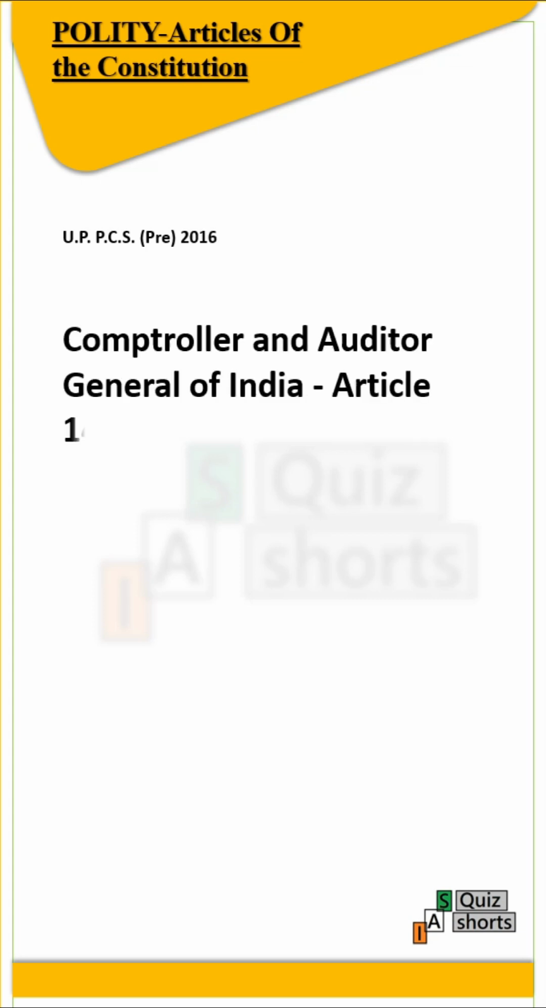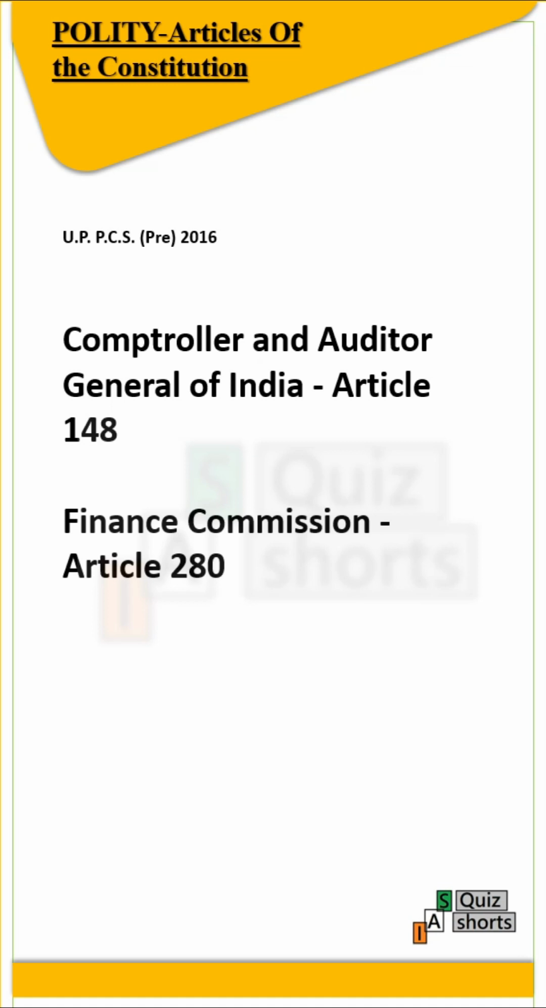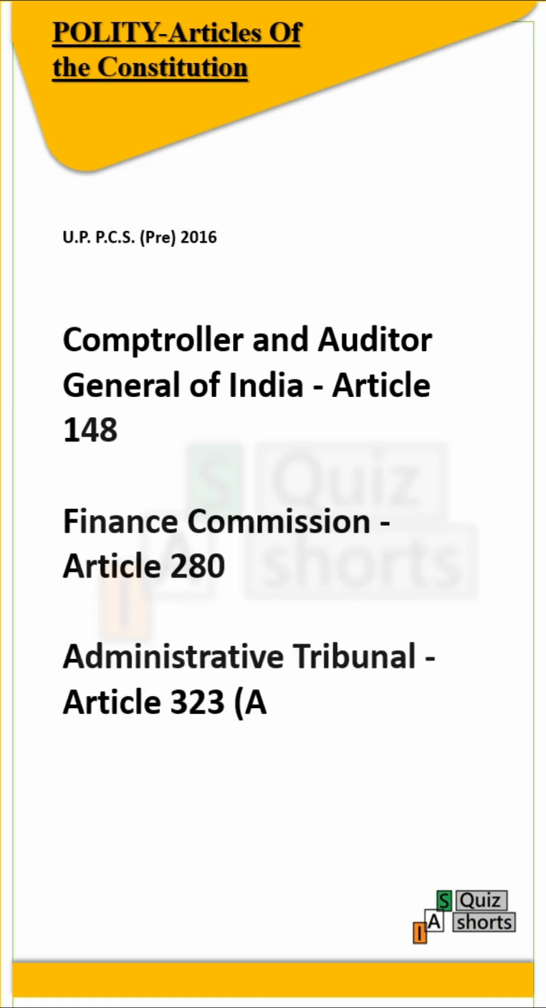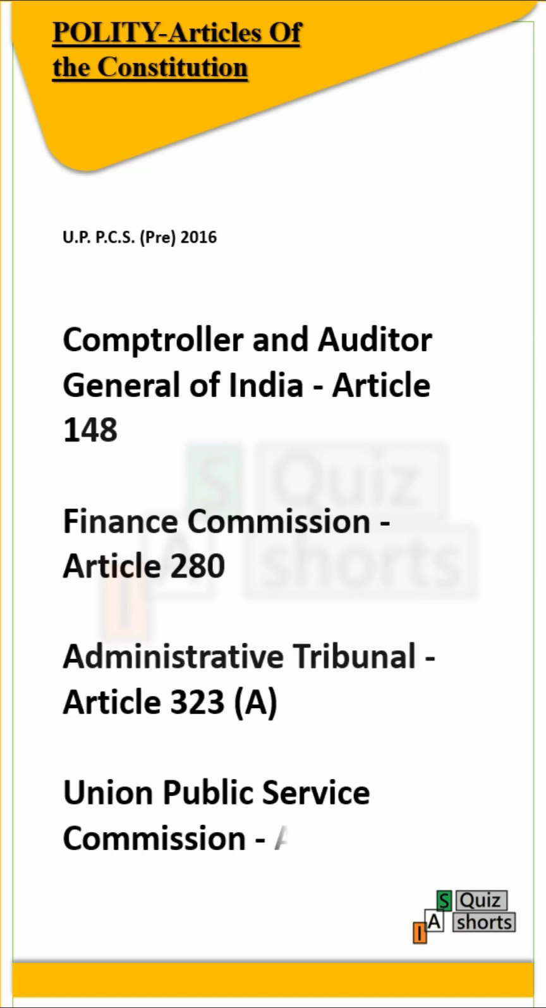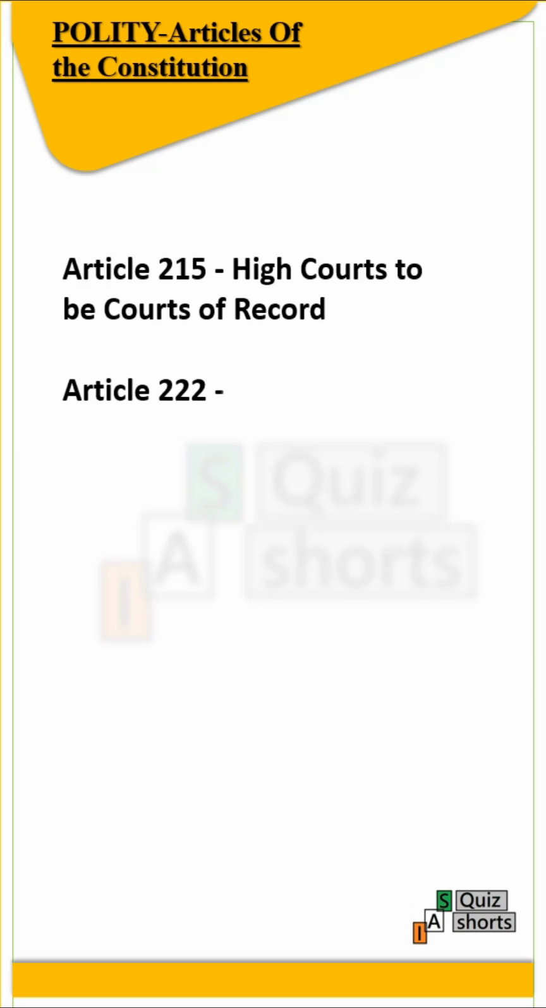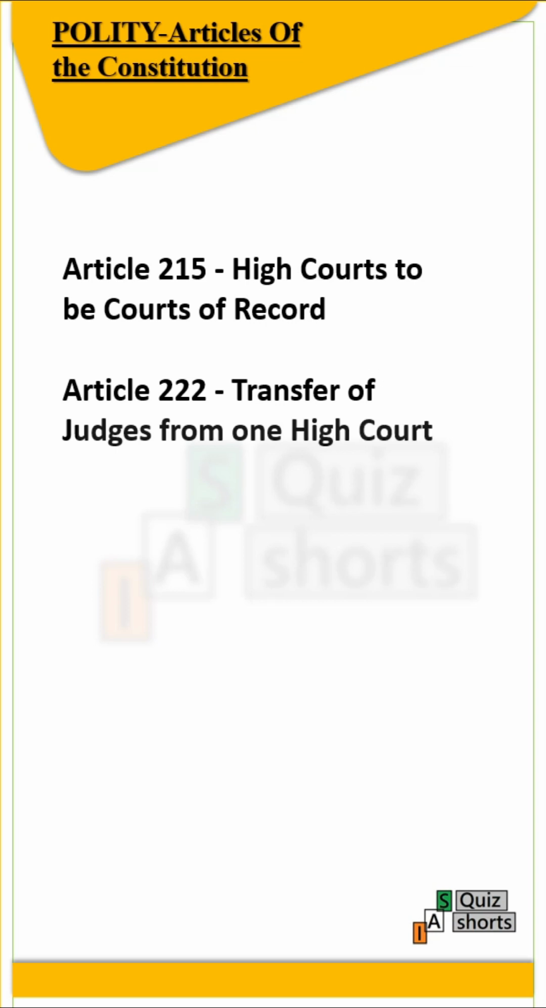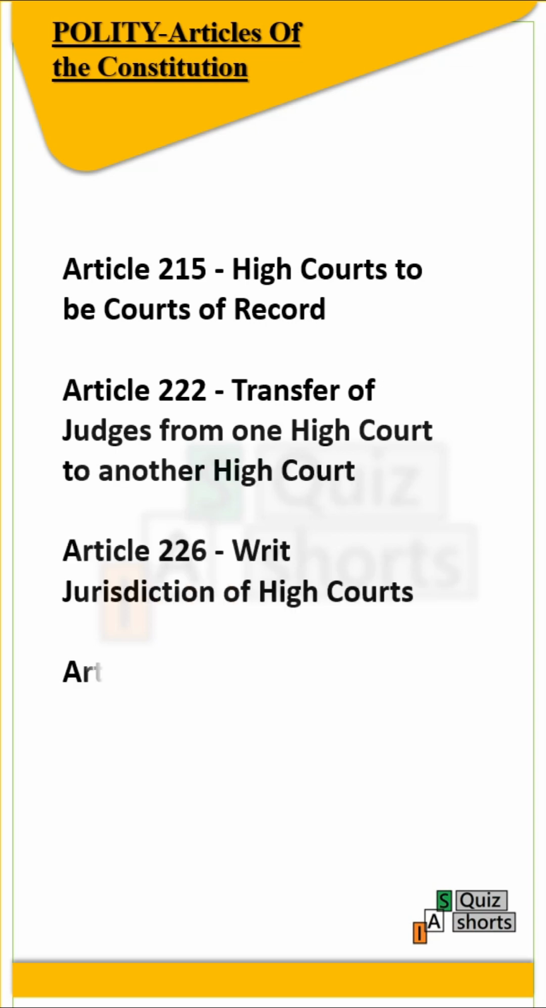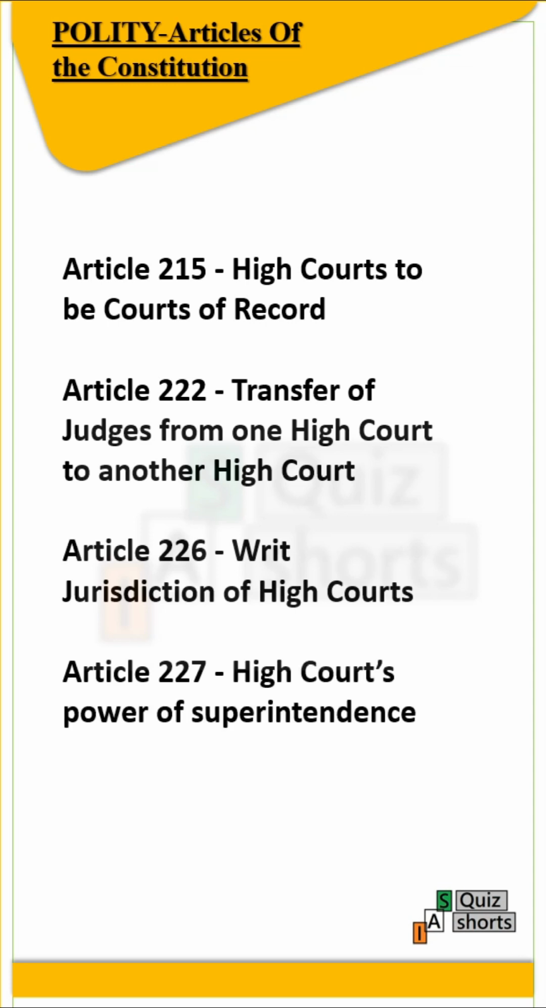Comptroller and Auditor General of India Article 148. Finance Commission Article 280. Administrative Tribunal Article 323A. Union Public Service Commission Article 315. Article 215 High Courts to be courts of record. Article 222 Transfer of judges from one High Court to another High Court. Article 226 Writ jurisdiction of High Courts. Article 227, High Court's power of superintendence over all courts.